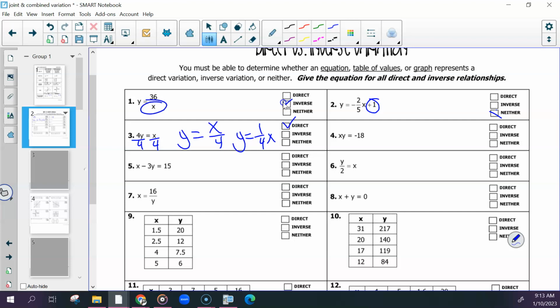Okay. Number 4. Now you could change this so that it's a y equals, but you could also look at x times y equals a number. Is that direct, inverse, or neither? Think about how you find your k for both.